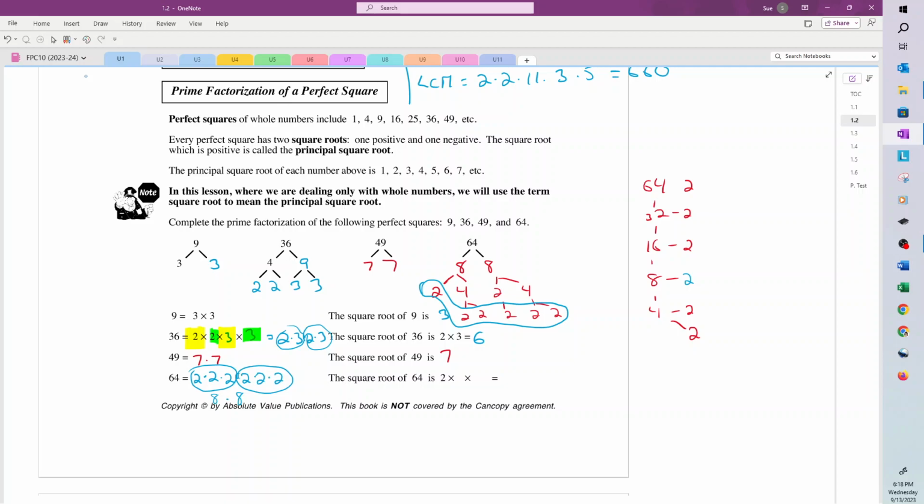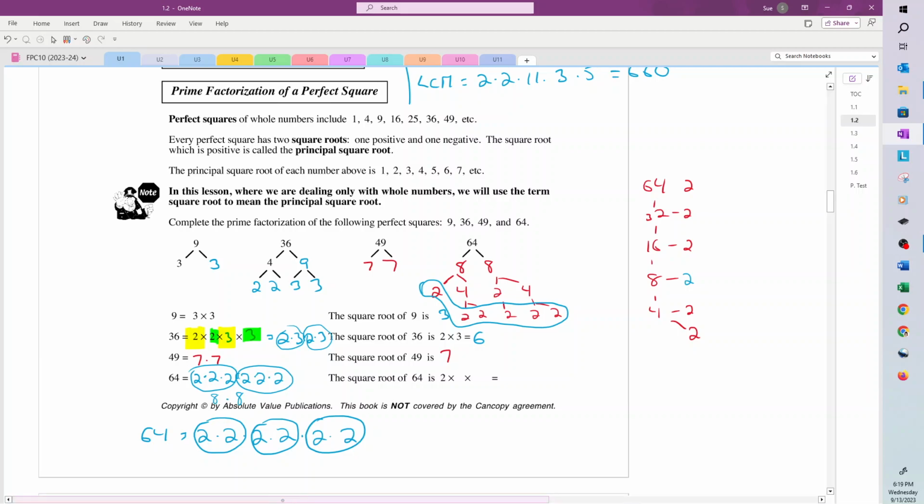The other way that I can do it, which is more along the lines of what they're doing here, is if I've got 64 equals 2 times 2 times 2 times 2 times 2 times 2. And what I'm going to do is break them up into pairs. So there's a pair, there's a pair, there's a pair. And we already learned that if everything goes into pairs, it's a perfect square.